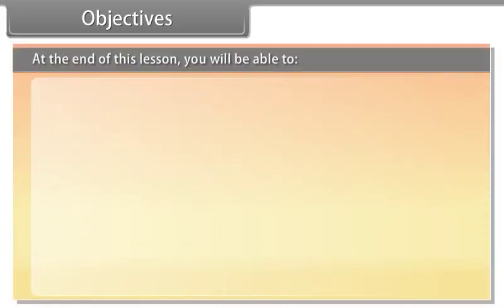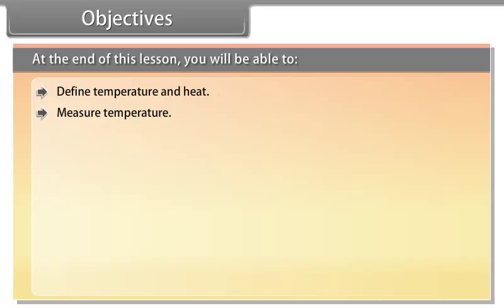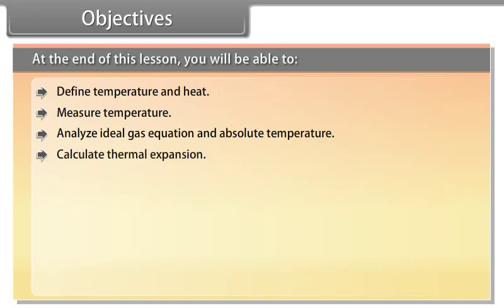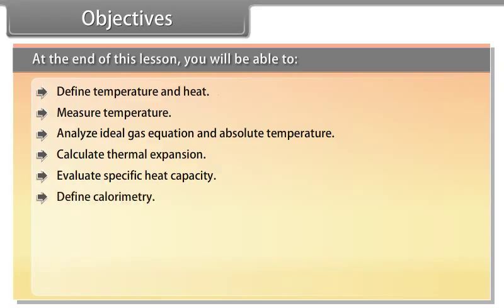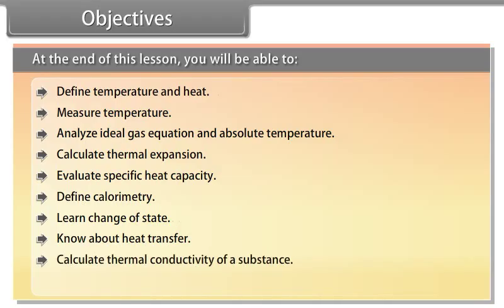Objectives. At the end of this lesson, you will be able to define temperature and heat, measure temperature, analyze the ideal gas equation and absolute temperature, calculate thermal expansion, evaluate specific heat capacity, define calorimetry, learn change of state, know about heat transfer, calculate thermal conductivity of a substance, and define Newton's law of cooling.